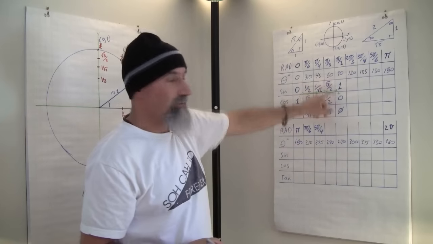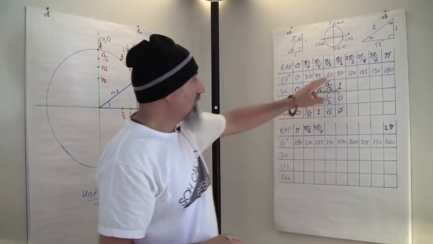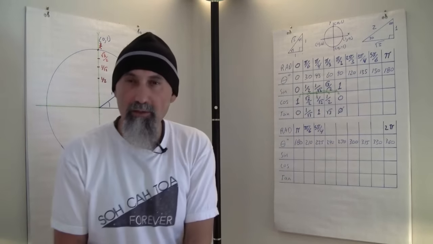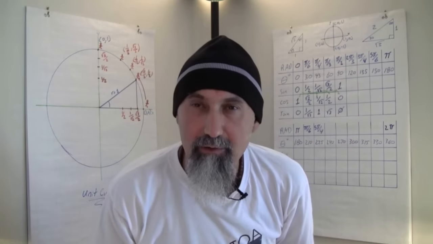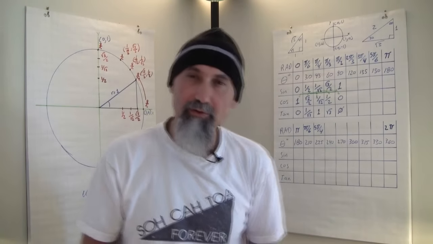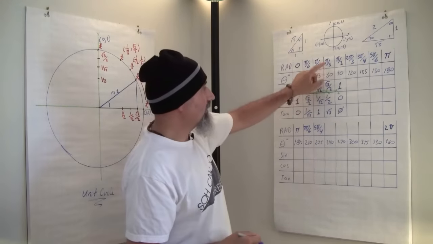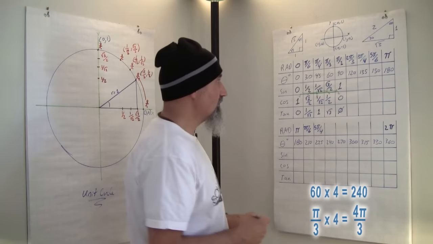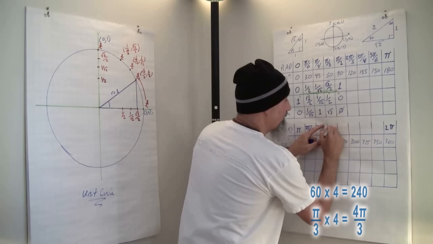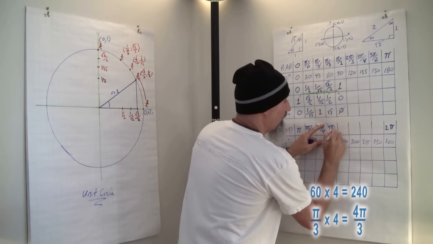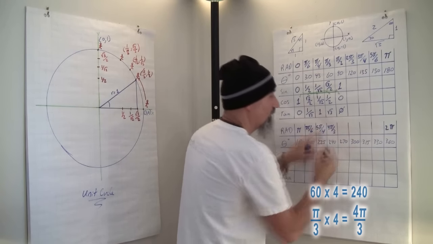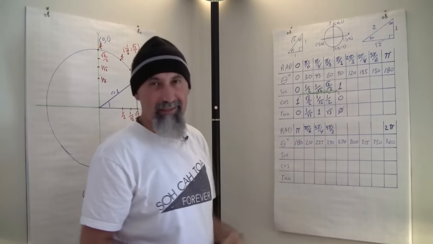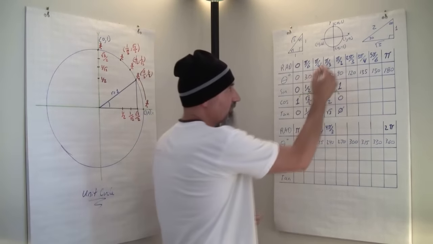240 degrees, I get there from 60. Okay. So 6 times 4 gives me 24, right? 60 times 4 gives me 240. So I'm going to multiply pi over 3 by 4. So 240 degrees is going to be 4 pi over 3. Okay. 270 degrees is 90 times 3. So it's going to be 3 pi over 2.